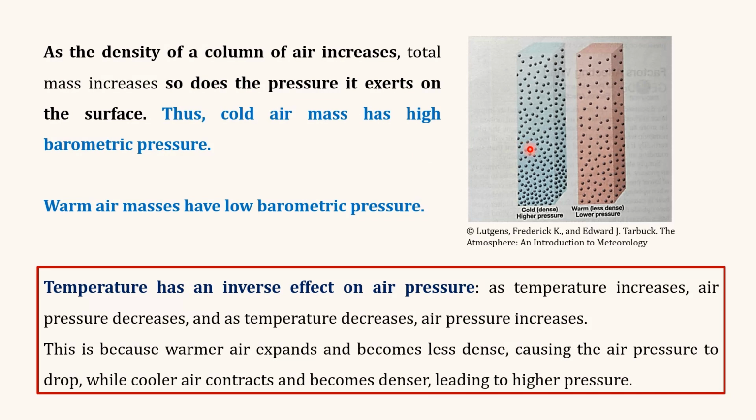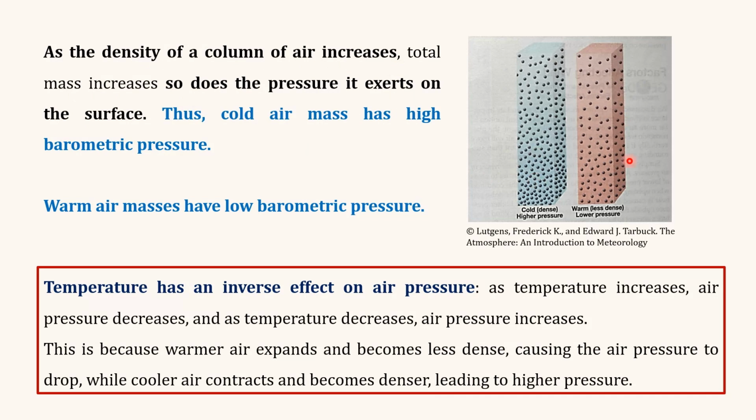Now, if we compare two columns of air mass in which one is cold and another is warm, in the air column having low temperature, there will be slow molecular motion and the molecules will be compactly packed. Thus, the density of this column of air will increase, and because of the increase in density, total mass increases and thus the pressure it exerts on the surface also increases. Thus, the cold air mass has high barometric pressure.